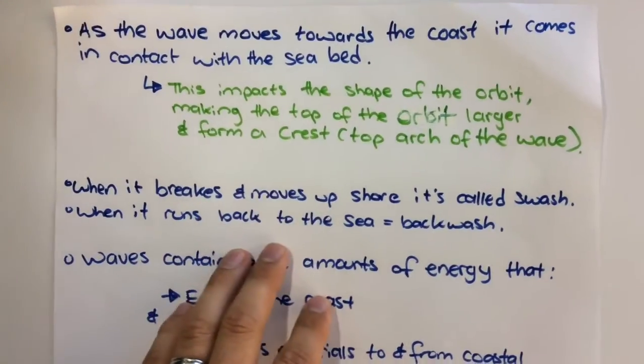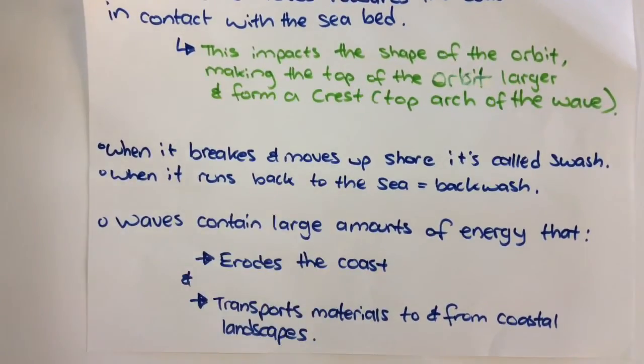Okay. Waves create large amounts of energy. Okay, that energy can do two things. It erodes the coast, so it breaks down, wears away the coast. That could be rocks, could be sand, and also transports materials to and from coastal landscapes. So it could be depositing sand, shells, rocks, all that sort of thing from one place to another.